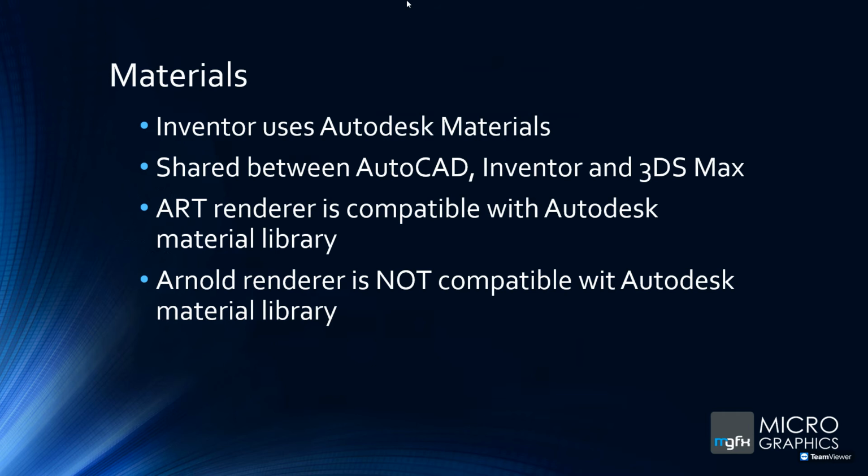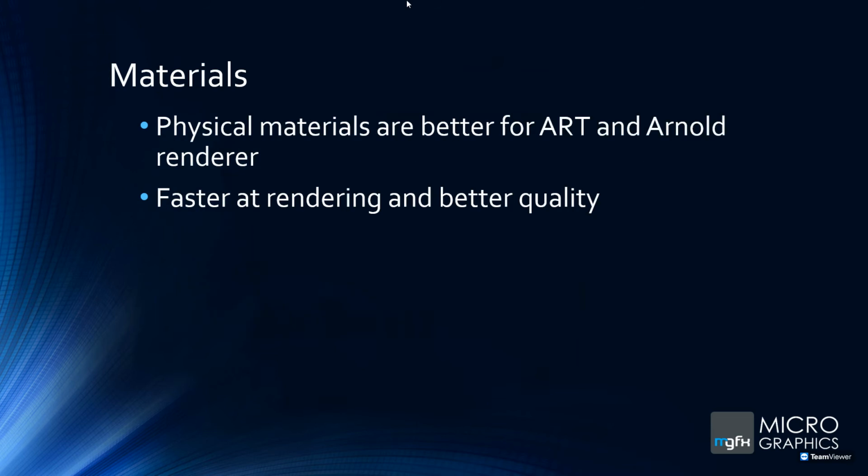Now, when you bring it into 3ds Max, the default renderer is Arnold. You do have the ART renderer as well. The ART renderer is compatible with Autodesk material libraries, but the Arnold renderer is not. So you're going to need to do something about that. If you just want to use the ART renderer, you can do that as well. The ART renderer is a lot quicker in 3ds Max than the ART renderer in Inventor and AutoCAD. So that is something you need to take note of.